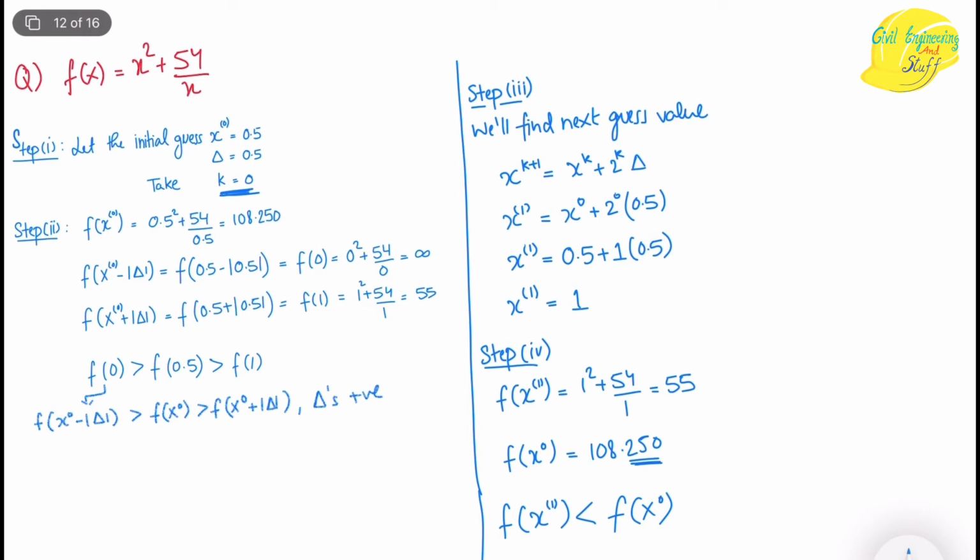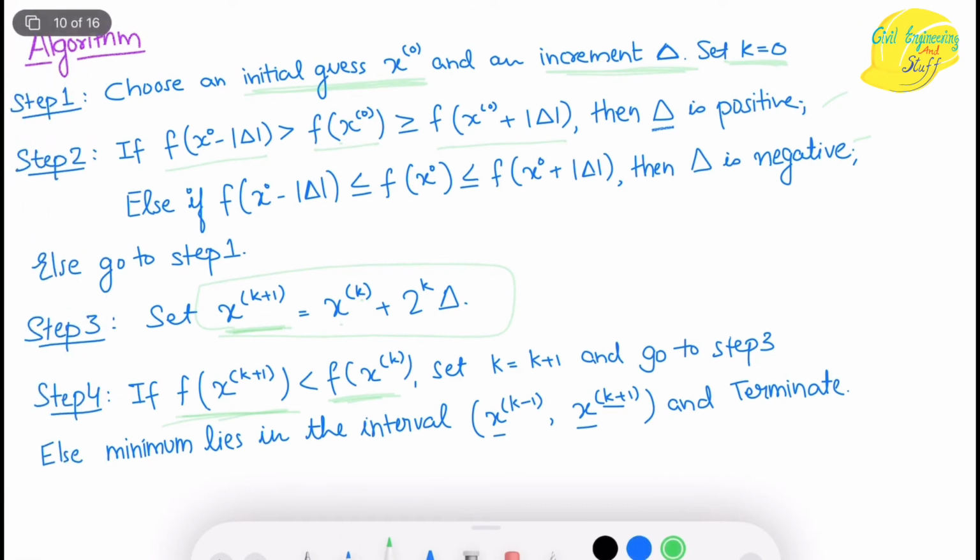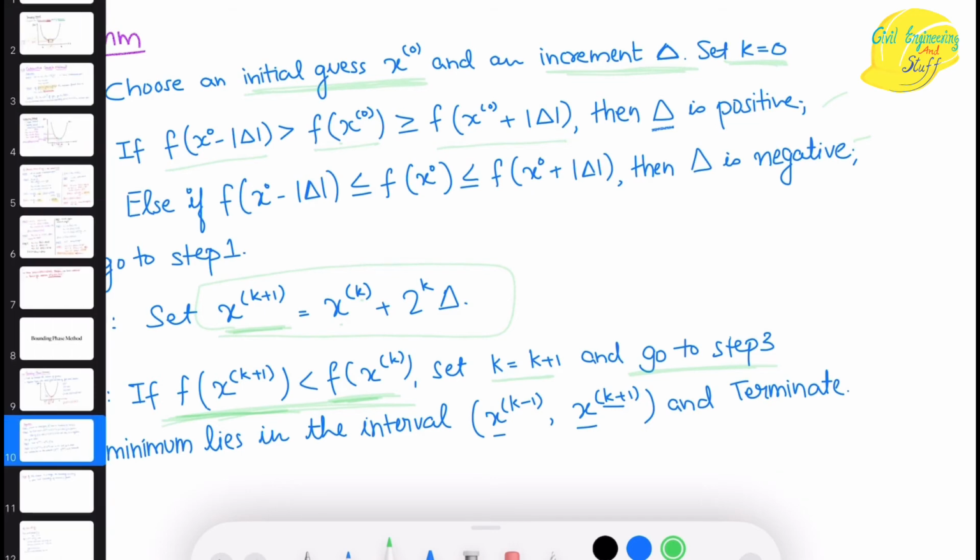Okay, so if this is the case, we have to set k equal to k plus 1 and move back to step number 3. So what we'll do is set k equal to k plus 1 and move to step 3.